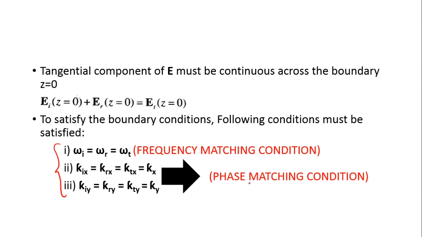The other two conditions are called the phase matching condition. That is, Kix is equal to Krx is equal to Ktx is equal to Kx, and Kiy is equal to Kry is equal to Kty is equal to Ky. That means the x components of all propagation vectors are the same, and the y components of all propagation vectors are the same. So these are called the phase matching condition, and the other is called the frequency matching condition. Again, these are applicable in the case of a plane wave at oblique incidence.